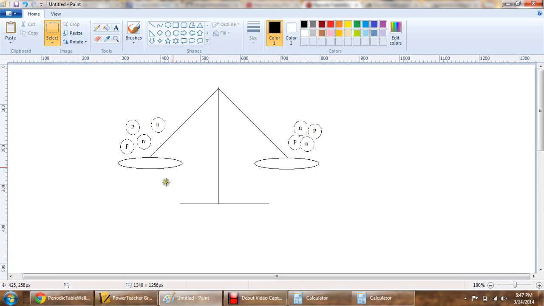Now, the whole idea of how this began is if we took two protons and two neutrons completely isolated from each other and we put them on one side of the scale, and then we took a helium nucleus, which is two protons and two neutrons, we would think they would be balanced. But the truth is, this side actually weighs more. The scale is going to fall down to the left. So by bonding these things together to create this, we actually lose mass.